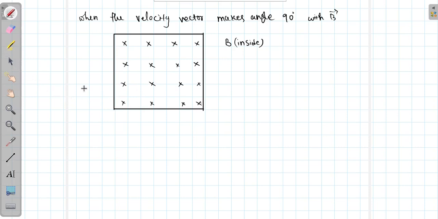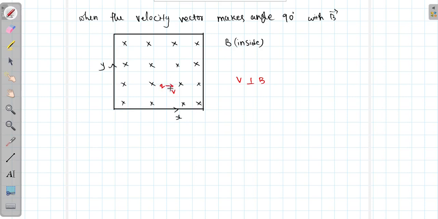Suppose a charged particle is moving in the plane. Suppose it is the XY plane, and the charged particle is moving in the XY plane. Consider a charge Q moving with a velocity V in this plane. What happens now? V is perpendicular to B, always perpendicular. The charged particle will experience a force.